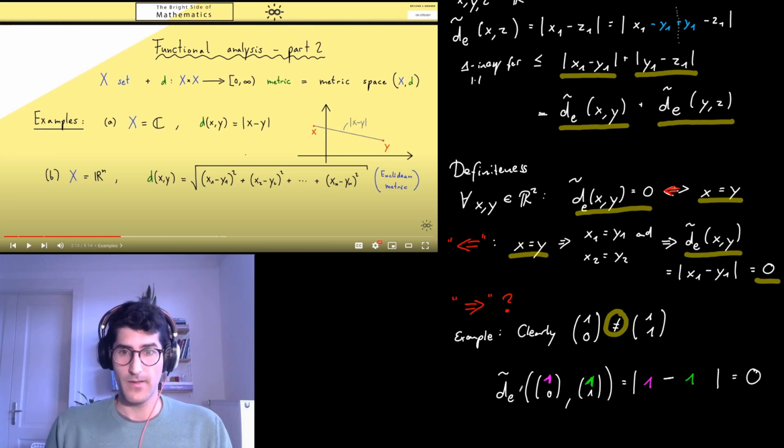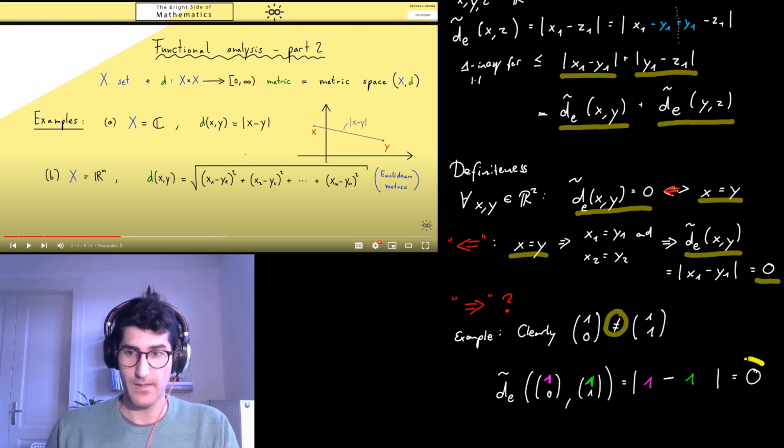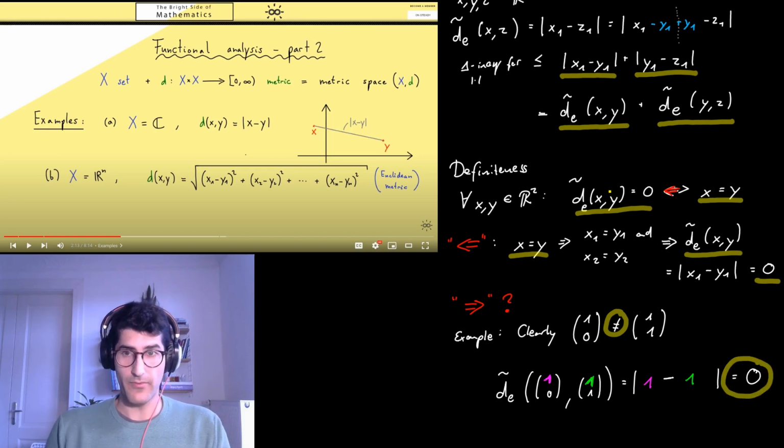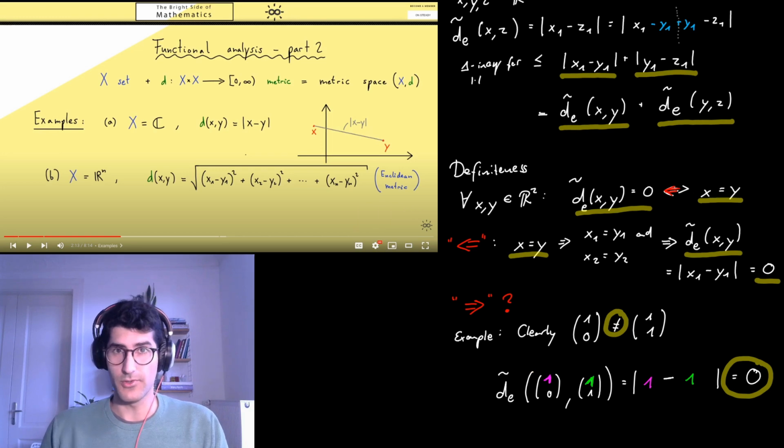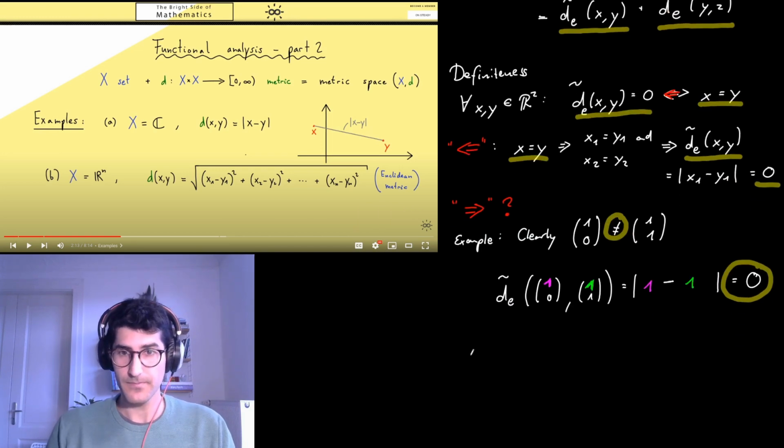So I have two vectors that are different, but still dE tilde, which we want to check if it's a metric or not, equals 0. Therefore, the equivalence above, or at least the implication from the right-hand side to the left-hand side, cannot hold. So, in conclusion, we can say that dE tilde is not a metric.